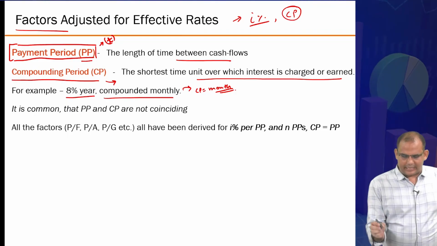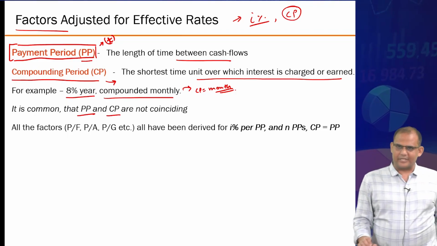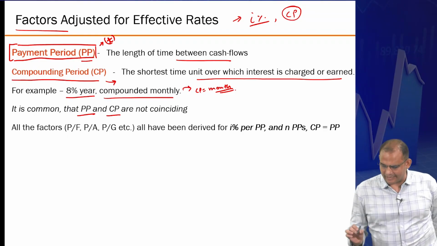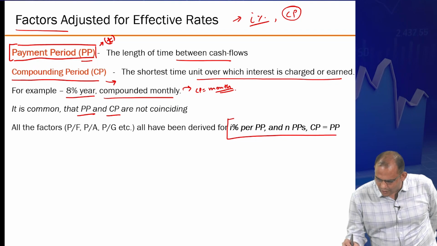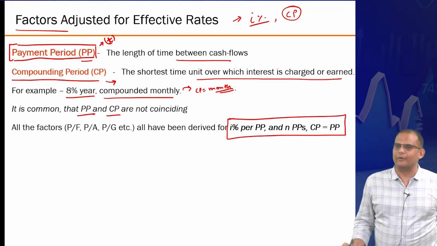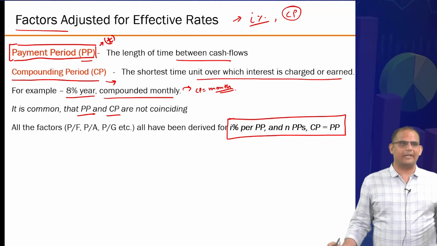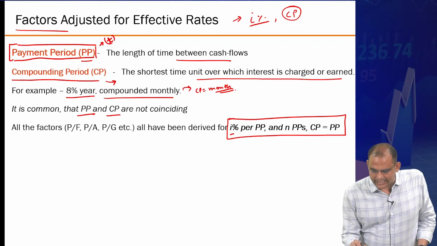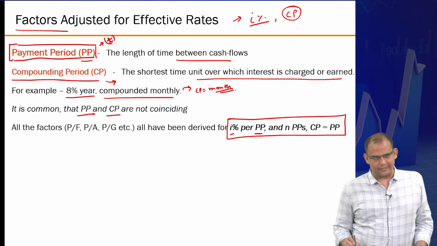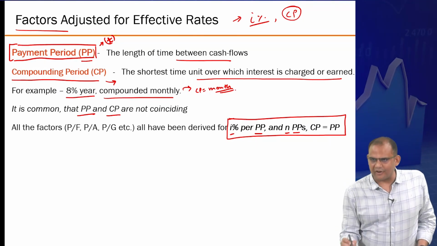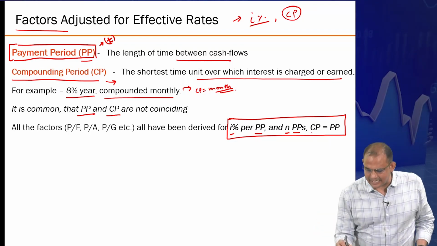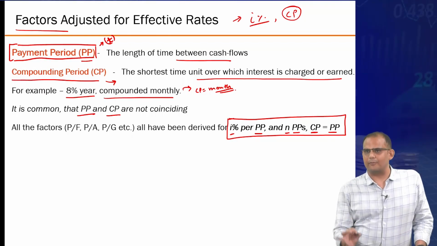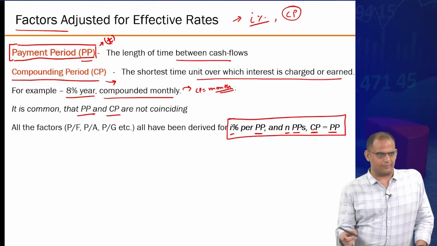It is common that in the real world PP and CP are not coinciding, and that's where all the factors that we have calculated need to be adjusted. Why? Remember this: all the formulas of these factors that we have calculated so far are based on the assumption that you are defining the rate per payment period. N is defined as the number of payment periods such that your compounding period is equal to the payment period. All the formulas that you have derived so far are under this assumption, right?